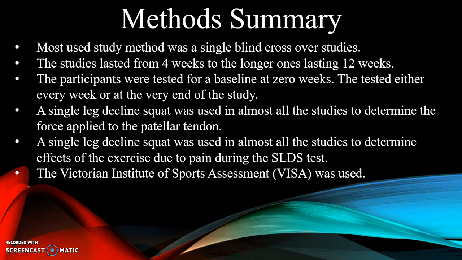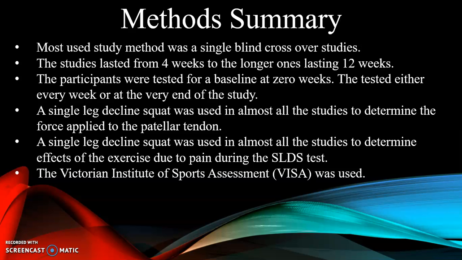The test that was used to determine the amount of pain in the athletes was the single leg decline squat. So that was the test that was used most commonly in just about all of the studies that I reviewed. It's believed to give the best determination of pain in athletes and people that have patellar tendinopathy.